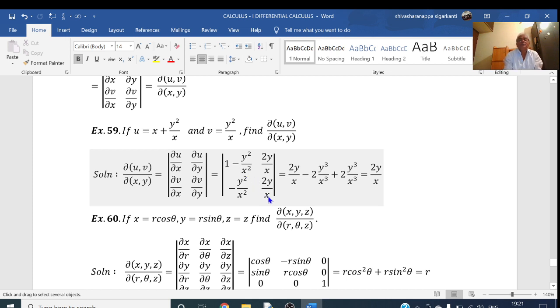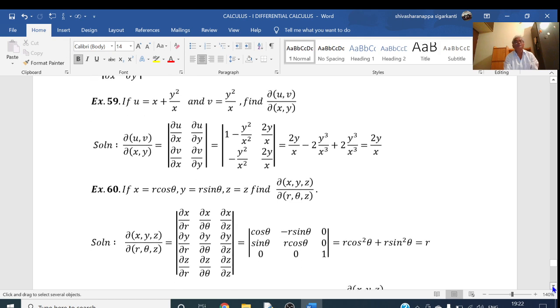Now expanding this determinant. This into this minus this into this. So this into this, if I take, this is our 1 into 2y by x is 2y by x minus 2y cube by x cube. Okay. Next, minus of minus becomes plus 2y cube by x cube. So minus 2y cube by x cube plus 2y cube by x cube gets cancelled. What remains is 2y by x. So this is our 2y by x.